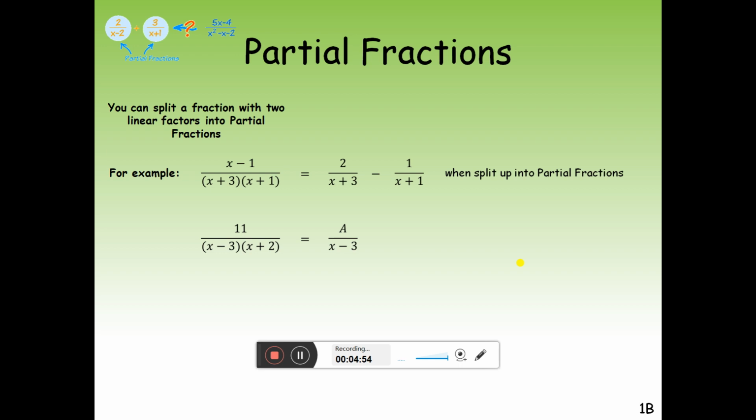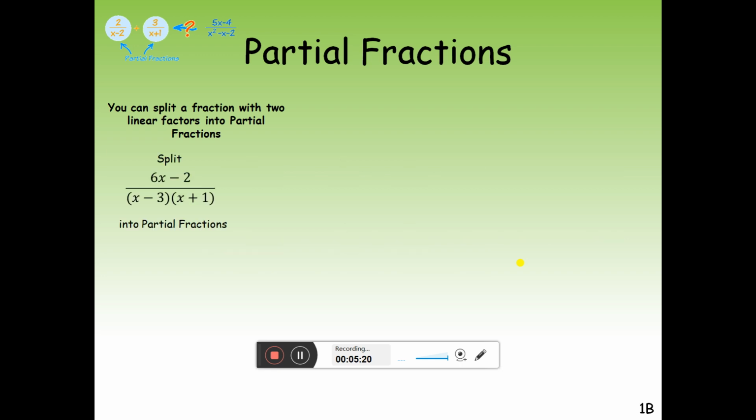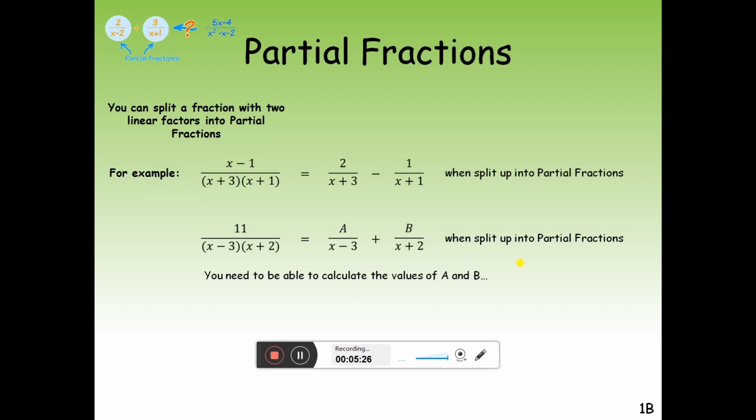Now what will we do? We take the two factors, that is x minus 3 and x plus 2, as A upon x minus 3 plus B upon x plus 2. Now we have to calculate the values of A and B from here. Now, how to find A and B? Let us see this by another example.